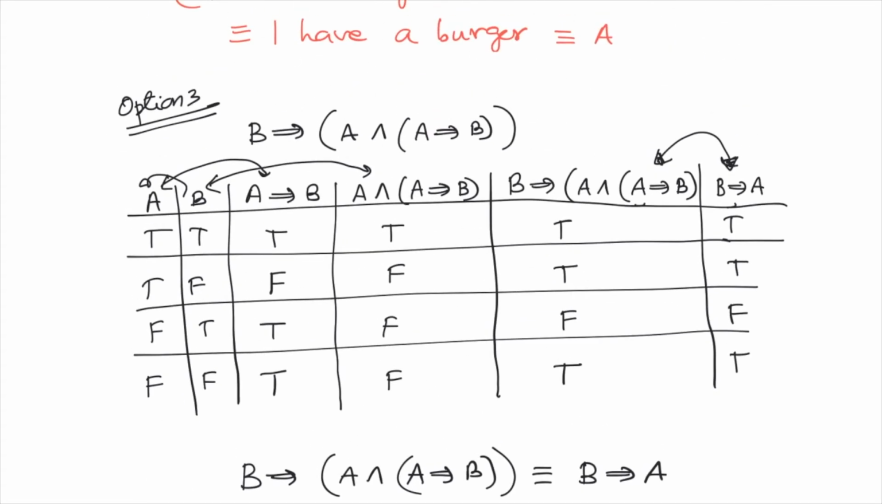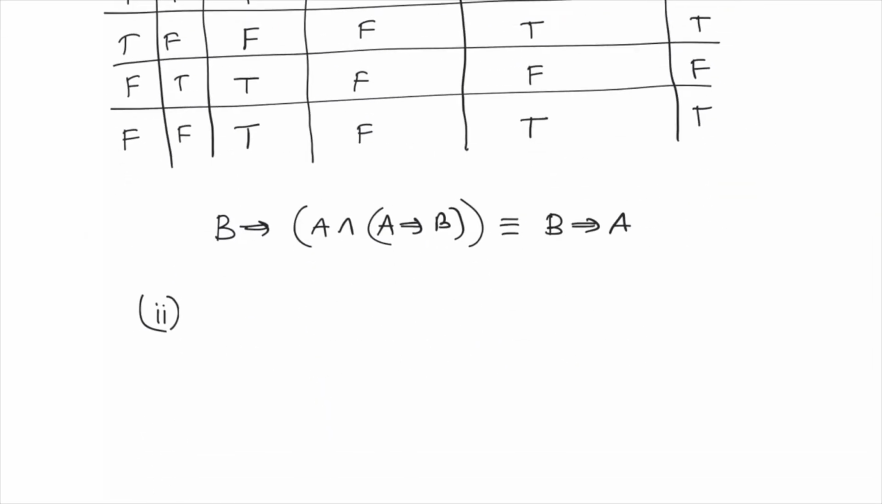So in the second approach, so this was our first approach for the option number 3. In the second approach, what I'm going to do is use the algebra, the laws of mathematical logic. So we have B implies A and A implies B to begin with.